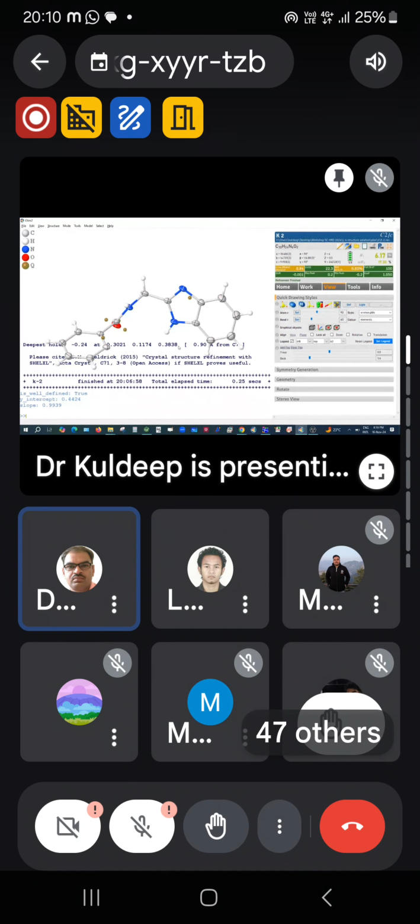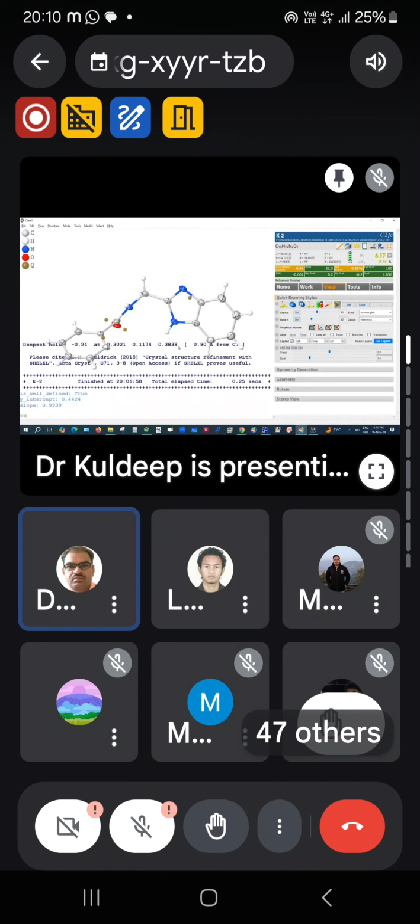So can I move further to the third example? Yes. Sir, whatever commands you are giving, where will we get those commands, sir? You are giving direct commands. They are standard. You can find these commands in the Olex manual or in the SHELX manual.